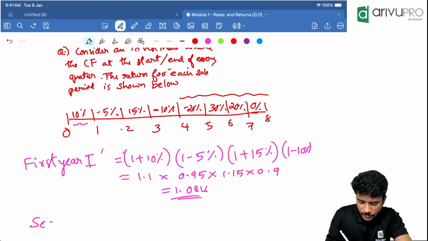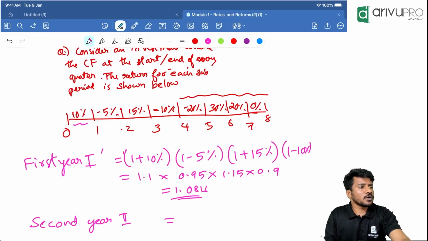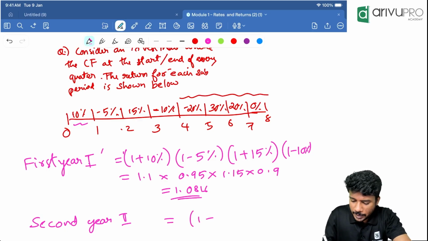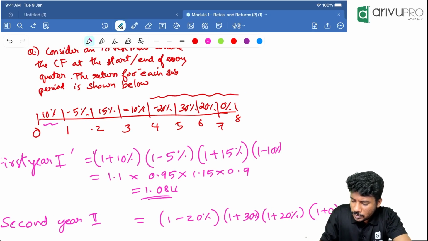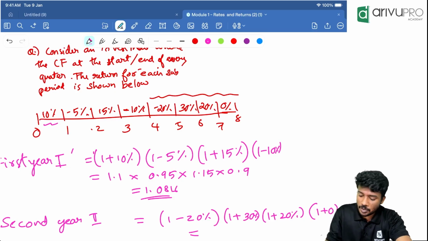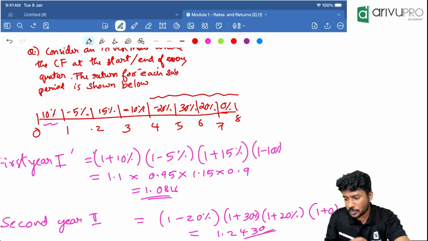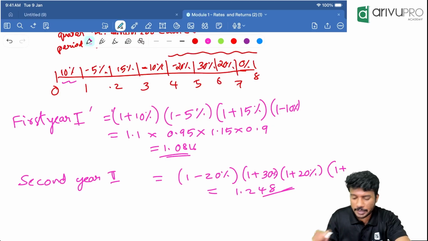Now second year you tell me. Second year is equal to how much? For the second year we are finding the value of 1 plus HPR. For the second year we should start from 1 minus 20% into 1 plus 30% into 1 plus 20% into 1 plus 0. Get me the answer for that. That is nothing but 0.8 into 1.3 into 1.2 into 1. How much is the answer for that? 1.2480. Yes, 1.248.